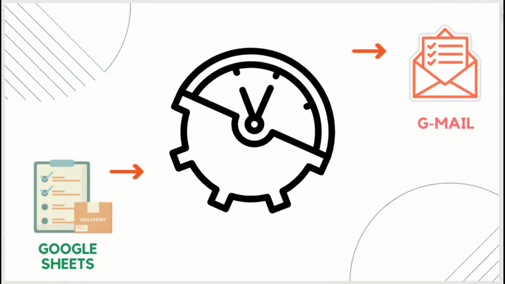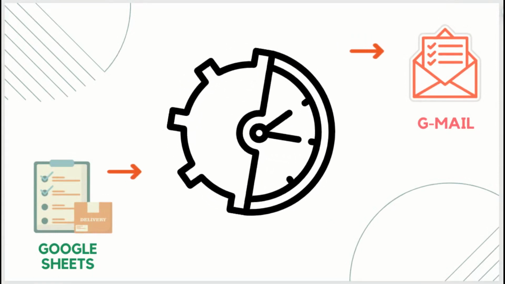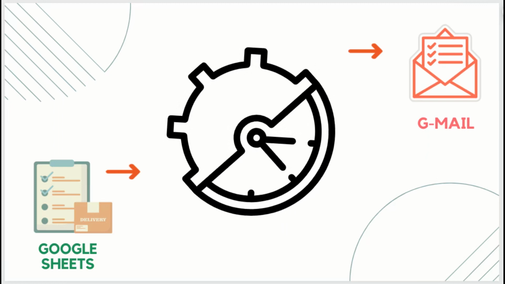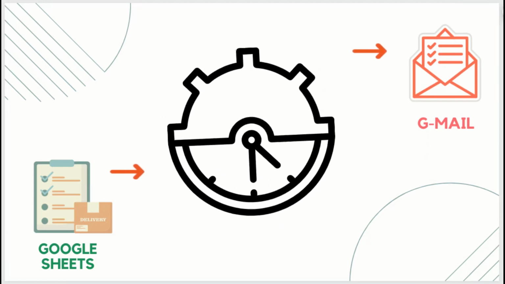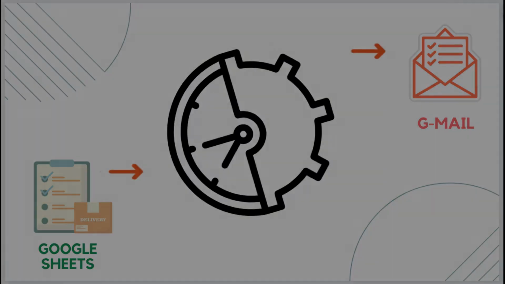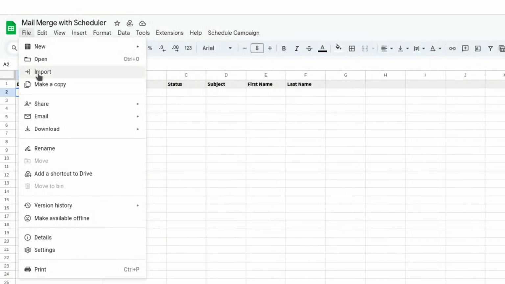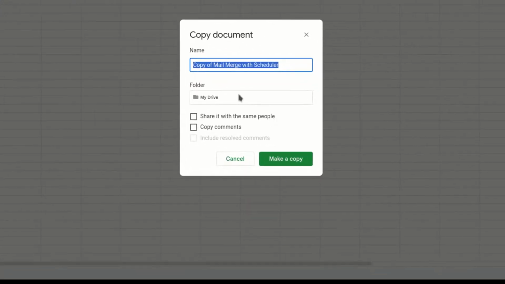We'll use Google Sheets to store recipient email addresses, scheduled send times, and any personalized data we want to include in the emails. To get started, click on the link provided in the video description to access the Google Sheet template. Once you have the template open, make a copy of it to your own Google account by clicking on File and then click Make a Copy.